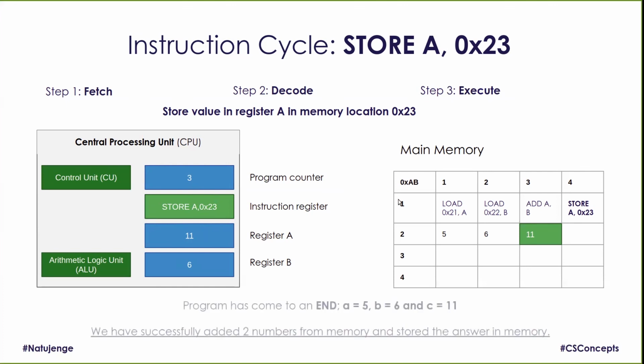Then after that, we've come to the end of the program. By the end of the program, location A, which is 21, has 5. B has 6, and C has 11. And we've successfully managed to add two numbers from memory and store the answer in memory. So in a nutshell, that's how a computer executes a program. And that brings me to the end of this episode.